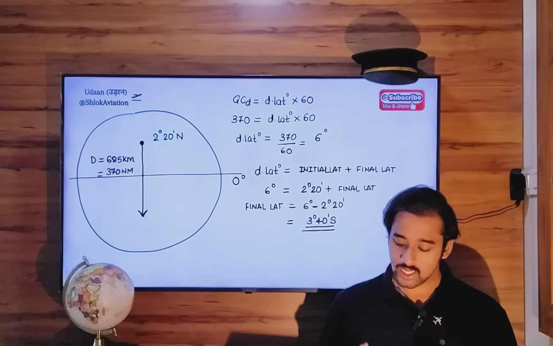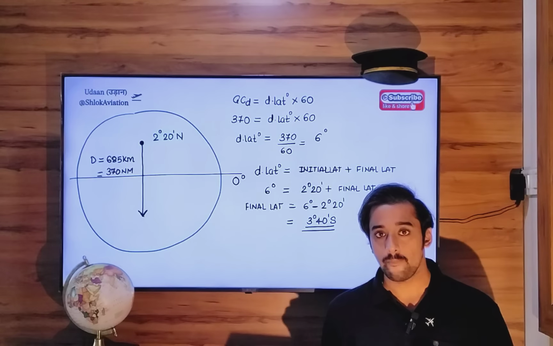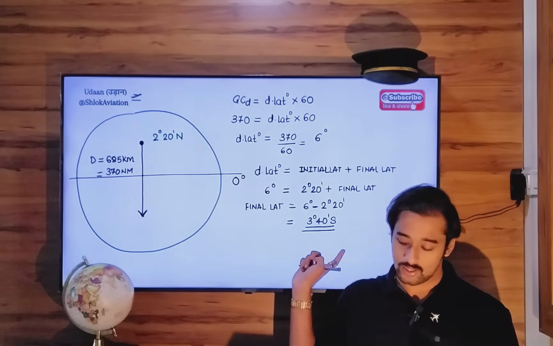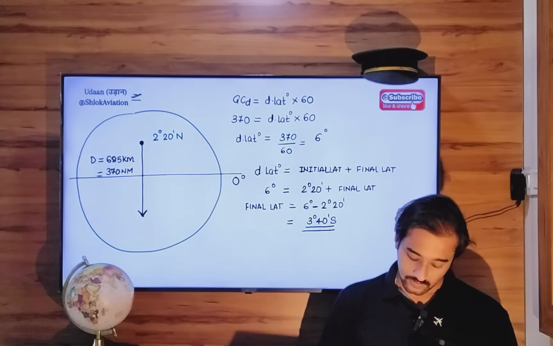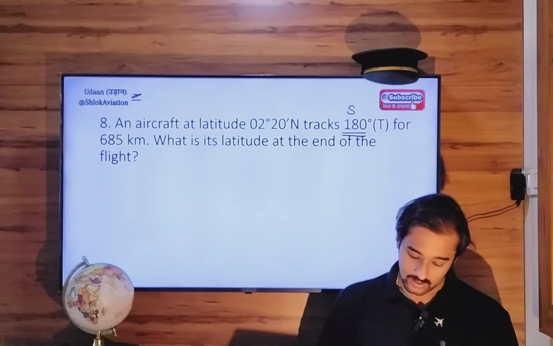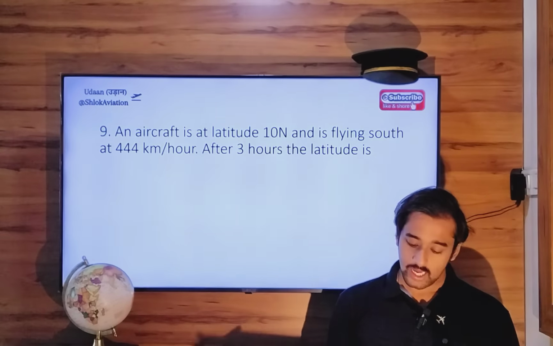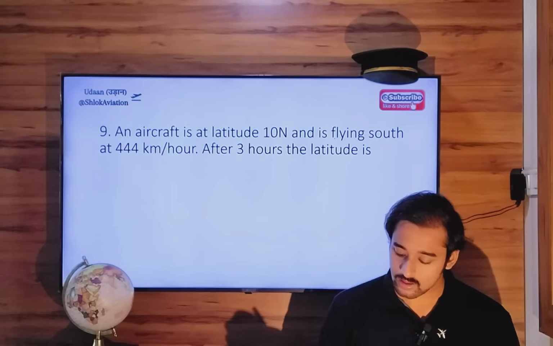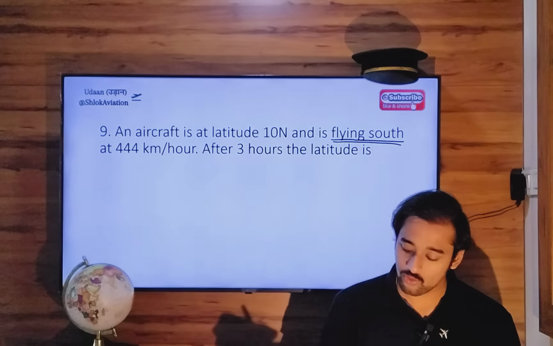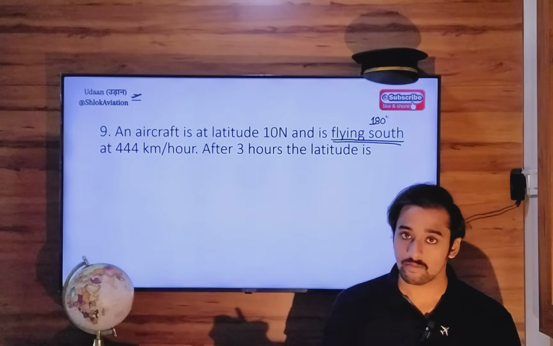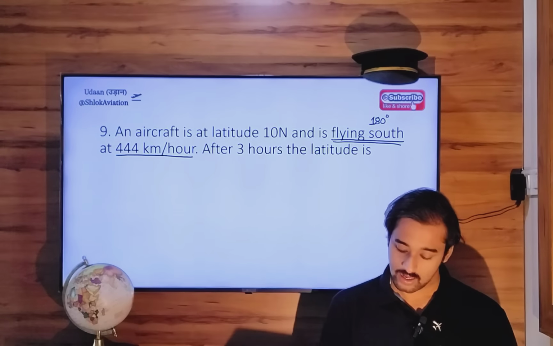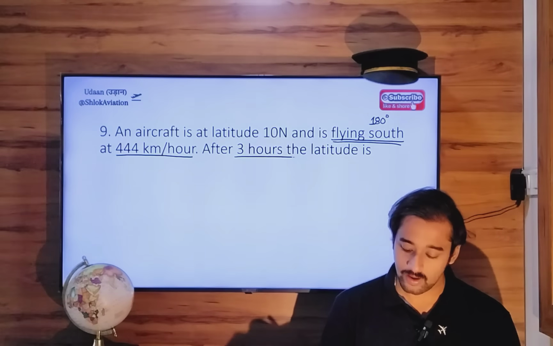So this is how you do. Pay attention to the latitude. When you enter the new hemisphere, the latitude should be south. So 3 degree 40 minutes south. Next, question number 9. Aircraft is at latitude 10 degree north and it is flying south, that means 180 degree direction at a speed of 444 kilometers per hour. After 3 hours, the latitude will be how much?